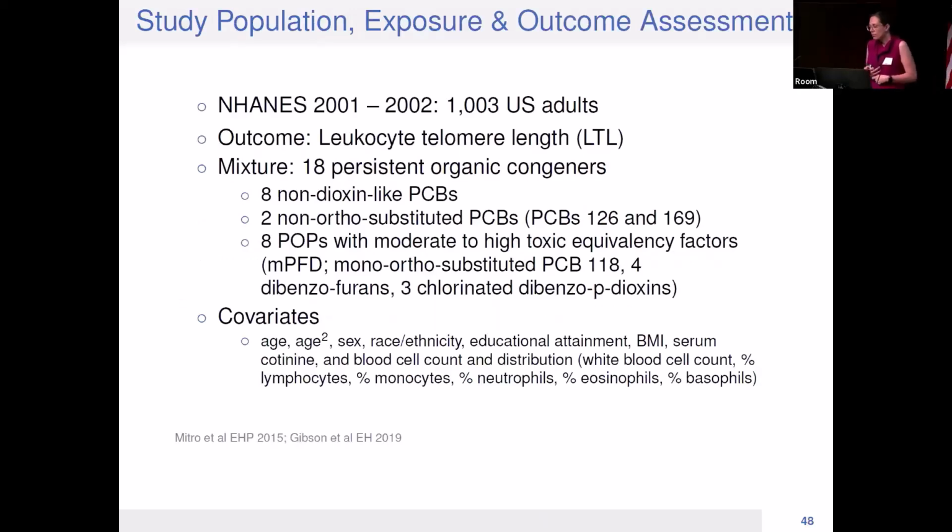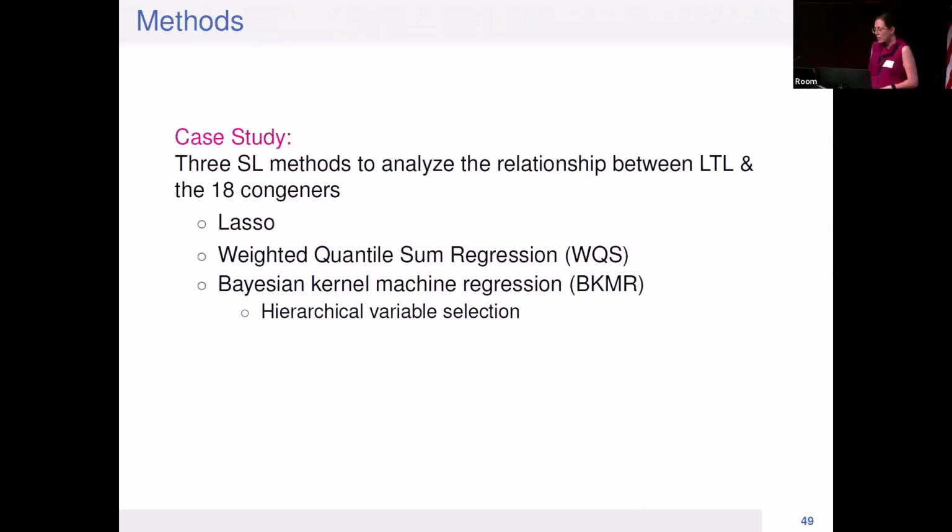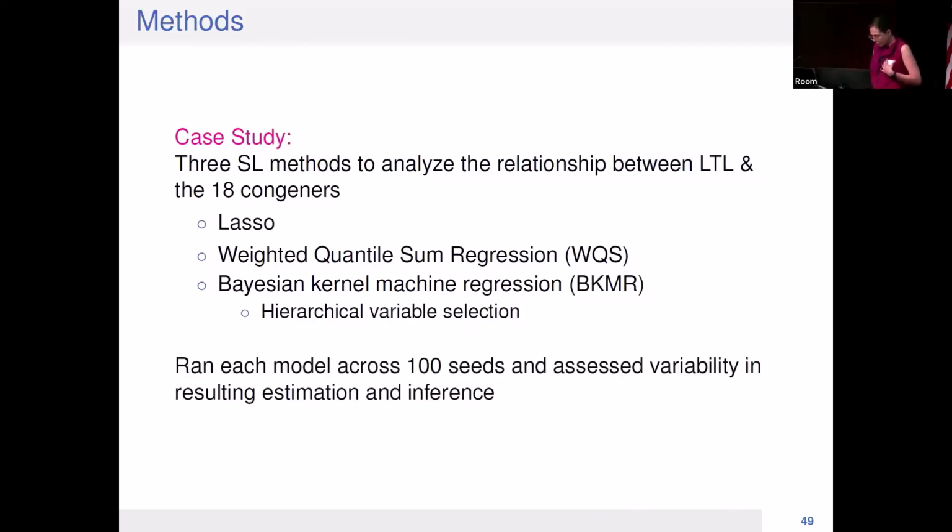So we went on an exploration to see how different the answers are. This is the data set. I showed this for the TQ example in overall effects, the same data set. And we used three different methods here, lasso, WQS, and BKMR, and varied the seeds to see how much the results will change. 100 seeds for each analysis.